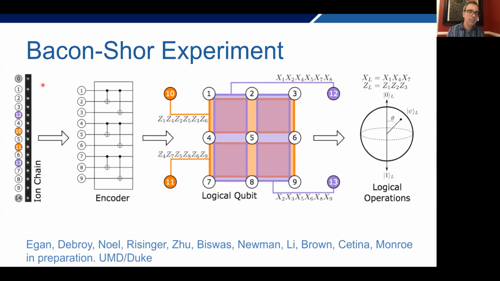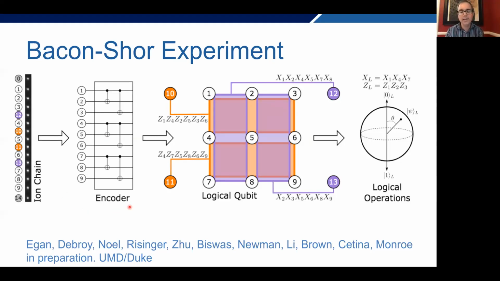So they have an experiment where they have 15 ions. This is the picture of the ion chain. You'll notice that these last two ions are spaced a little bit further away, so we don't use them as qubits. They basically serve as end electrodes, which keep the other ions closely spaced.